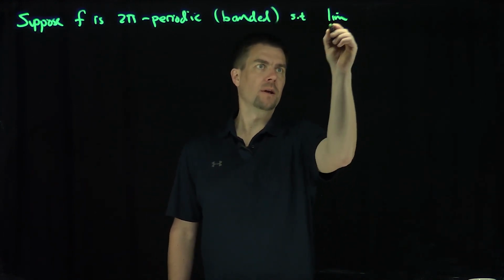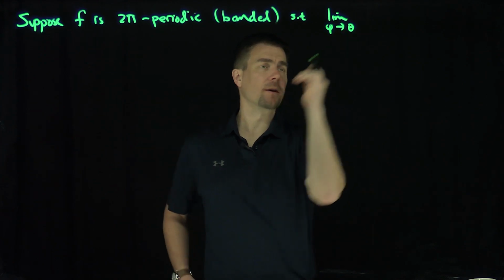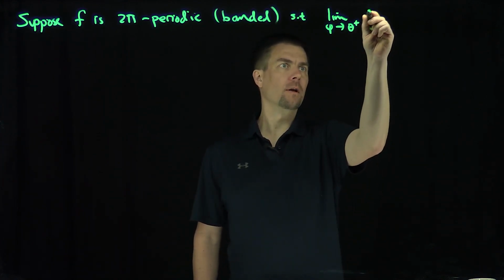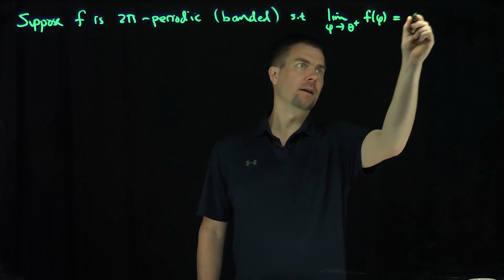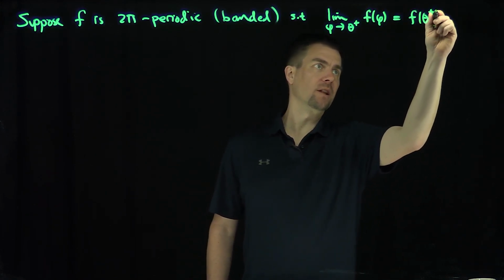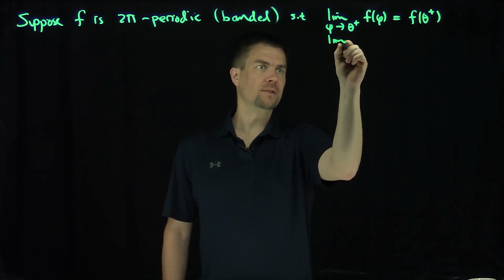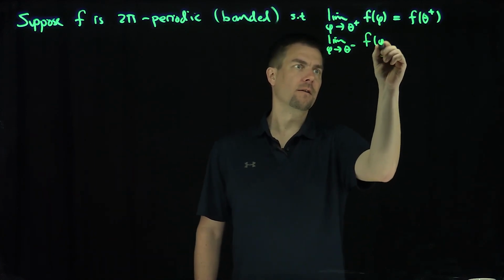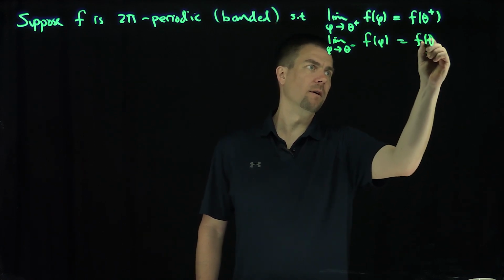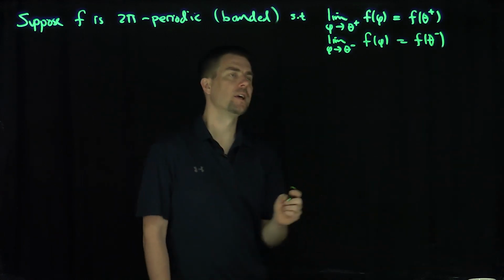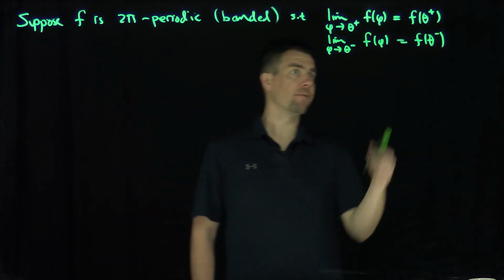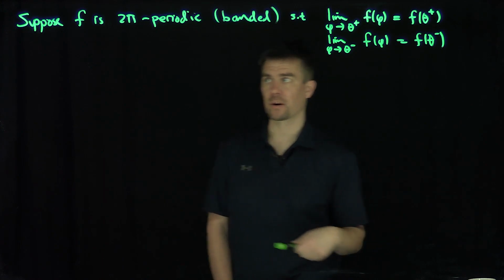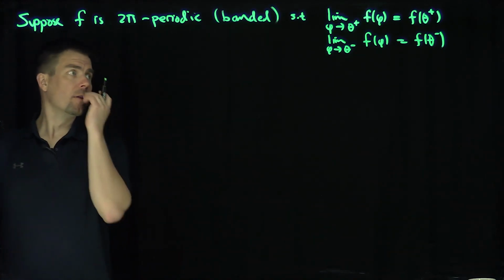the limit as phi approaches theta from the right of f of phi is f of theta plus, so the right limit exists for this function, and the limit as phi approaches theta from the left of f of phi is f of theta minus. In other words, in principle, f of theta plus can be equal to f of theta minus if the function's continuous, but it doesn't have to be for this theorem, which is the beautiful part, right? Then we're going to prove the following.